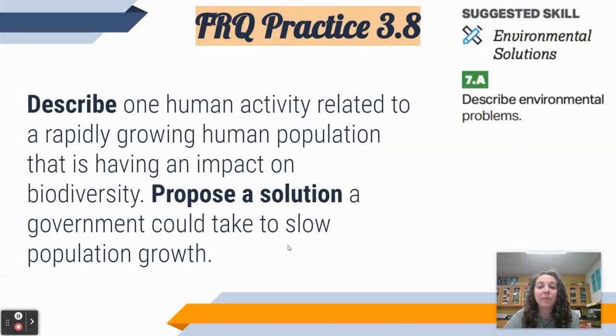So for your practice FRQ today, I want you to describe one human activity related to a rapidly growing human population that is having an impact on biodiversity. Okay, so how is the human population rapidly growing? How is that affecting natural biodiversity?